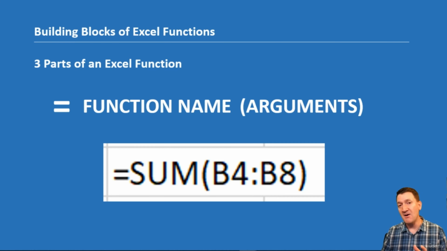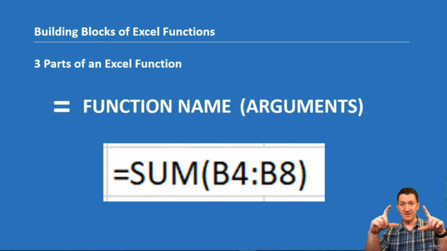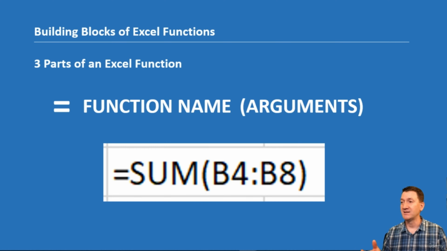And then the sum function specifically, within the parentheses, needs to know the range of cells that you want to sum up. In this case, equals sum. Let's sum up cells B4 through B8. And as far as functions are concerned, when you deal with a range of cells, to say through, like B4 through B8, we use the colon character. B4 colon B8. That's your through. That's your range of cells. So that's really the three pieces.